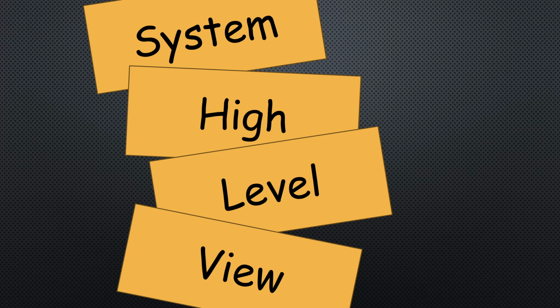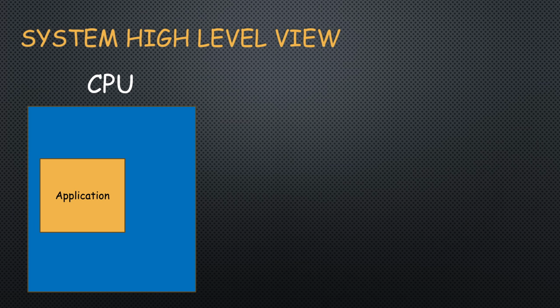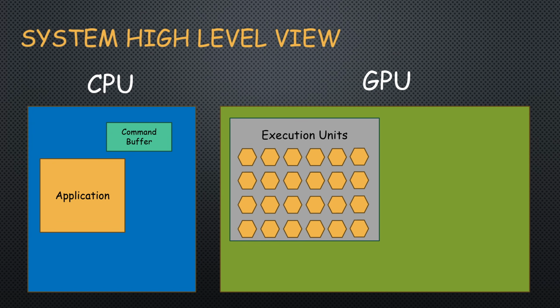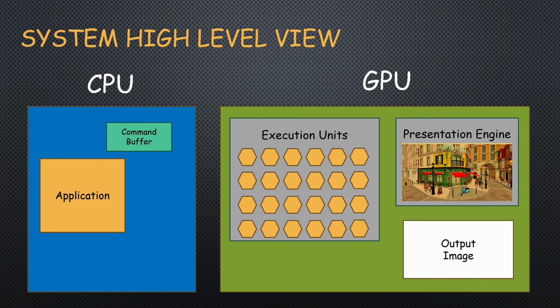Let's see a high-level view of the system. We basically have 3 players. The CPU, which submits command buffers for execution and instructs the GPU to present the image. The execution units on the GPU, which actually run the shaders and write into the image. And finally, the presentation engine, which takes an image and puts it on the screen.